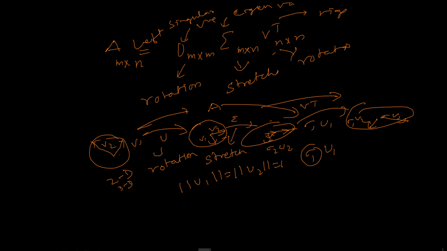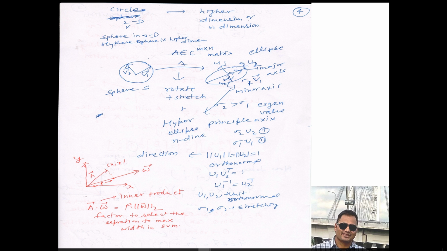Okay, let us go more in depth. This I have already covered. This is a sphere, with stretching plus rotating. What is A performing? Rotation, stretching, and rotation. So finally you get the first principal axis, second principal axis, third principal axis, along which the data is mostly distributed.